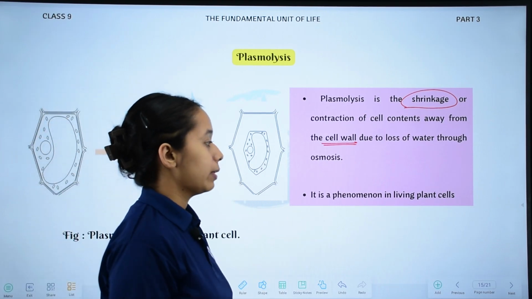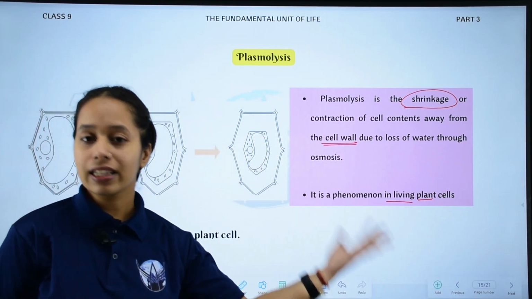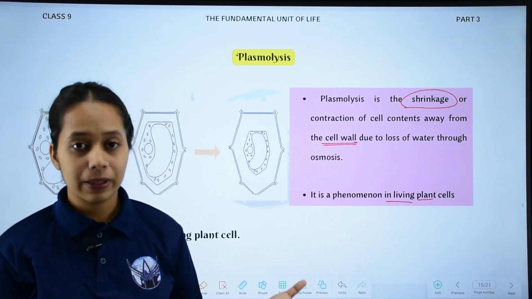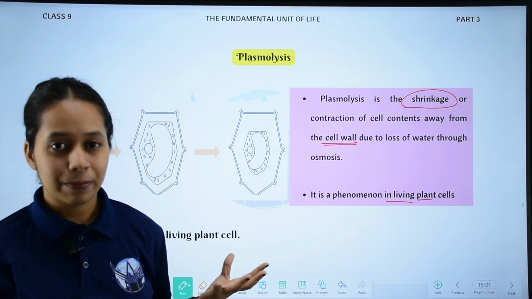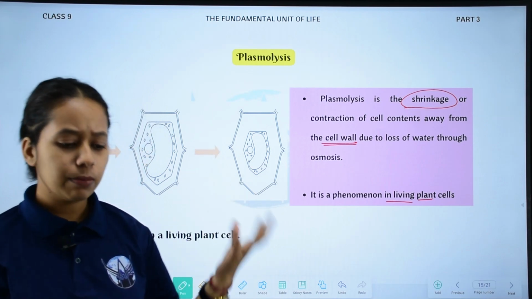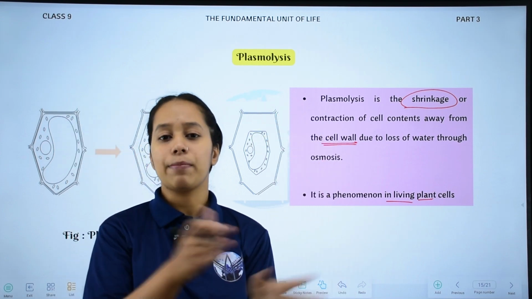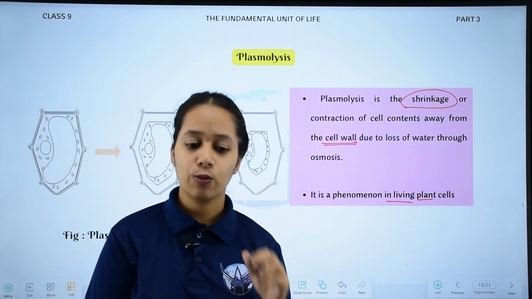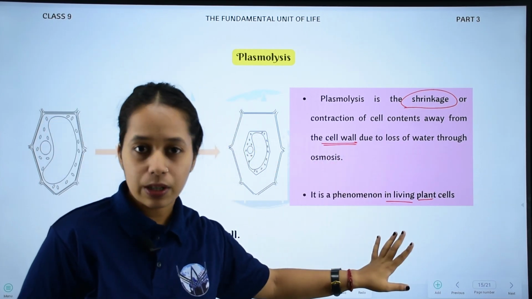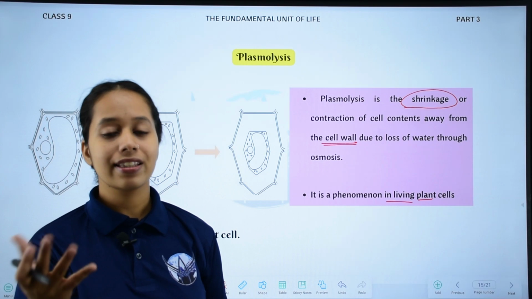It is a phenomenon in living plant cells. Why a living cell? Because a cell needs to take in water and lose water, and for that we need a living plant cell. Why plant cell specifically? Because animal cells do not contain a cell wall. So even though an animal cell loses or gains water, there will be no plasmolysis because there will be no gap. It does not even have a cell wall, so where will the gap be created? So it is a phenomenon taking place only in living plant cells, the shrinkage of the cell contents.